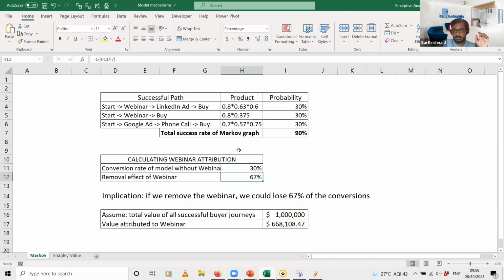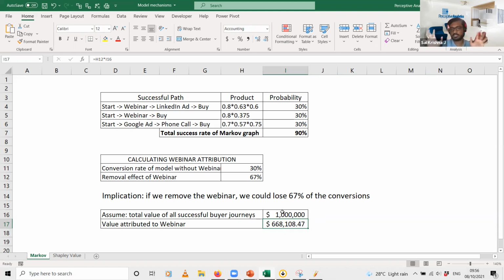And we have calculated in the previous step that the removal effect of the webinar is 67%. Now, like I said, the removal effect is defined as the difference in the value that you obtain when you remove a particular channel from the graph. So here we have removed the webinar, and we are saying if we remove the webinar, we could lose 67% of the conversions, which is to say that this webinar is responsible for 67% of this monetary value. So 67% of $1 million is nothing but $668,000. So out of the total revenue that you have obtained via these 4 channels, 67% is what you attribute to the webinar. Similarly, you can calculate the same attribution value for each of the other 3 channels, and you can individually and accurately attribute this $1 million of revenue to each of your 4 different advertising channels.